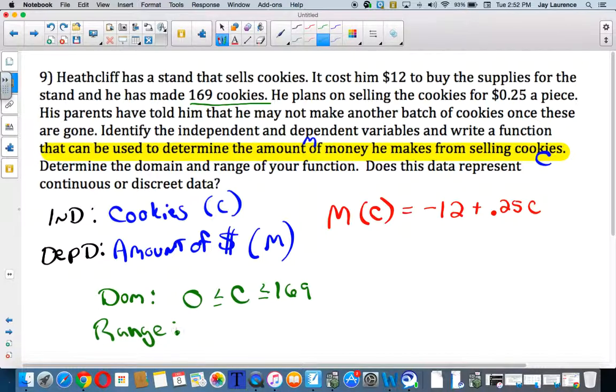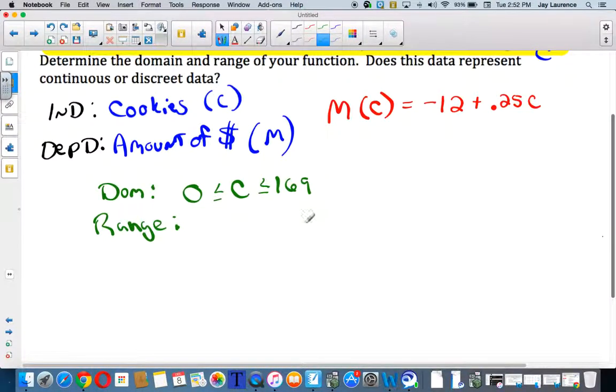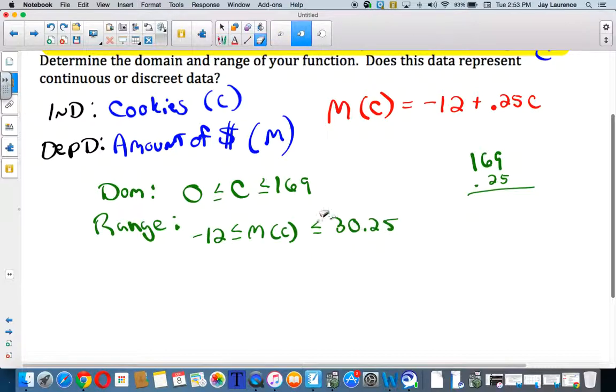Okay, my range, I got to be careful on this one. The least amount of money he makes is not 0 because he spent $12 of his own money on buying the stuff to make the cookies. So if he doesn't sell a single cookie, he's really made negative $12. All right, and then the maximum number would be 169 times a fourth. But then once you got that answer, you'd subtract the $12. And I think it comes out to be $30.25. I seem to remember that number. All right, I hope that's right.